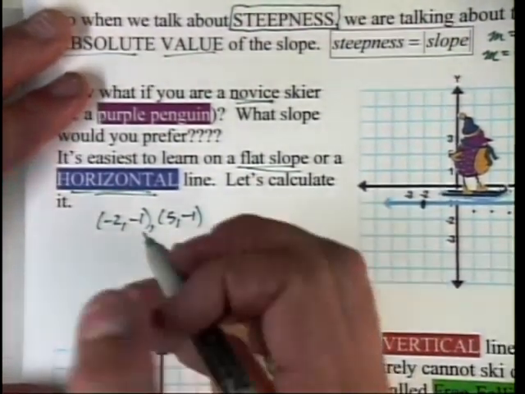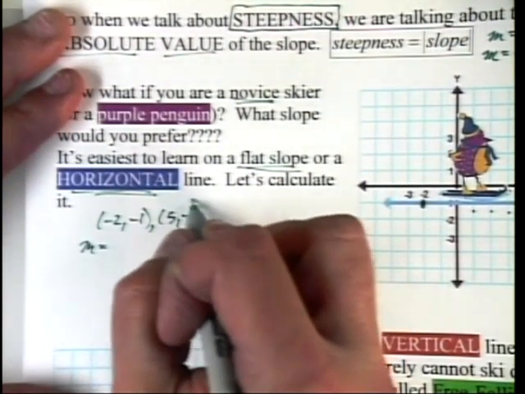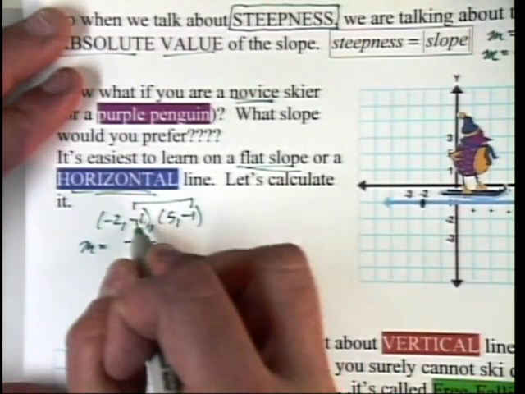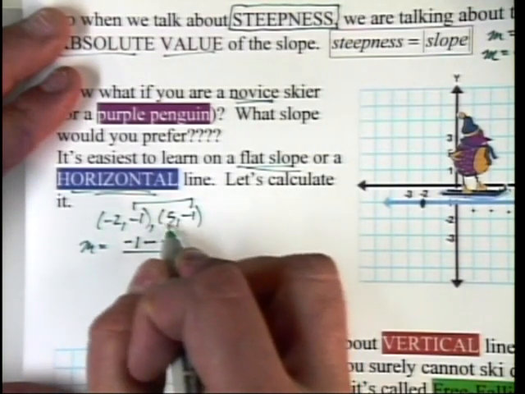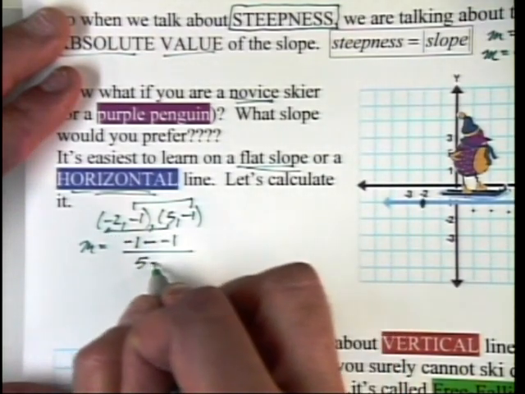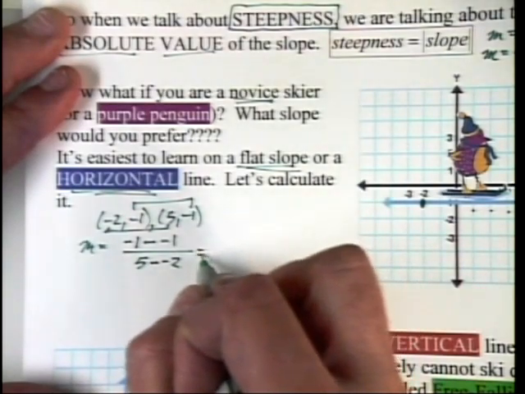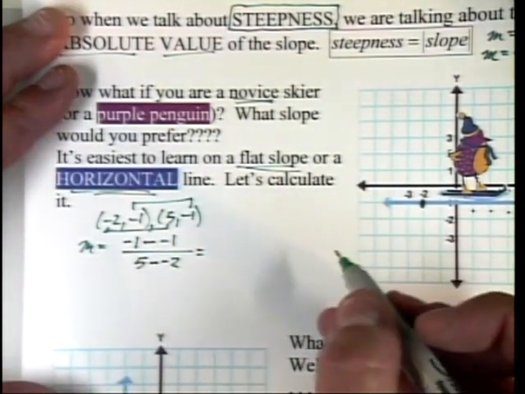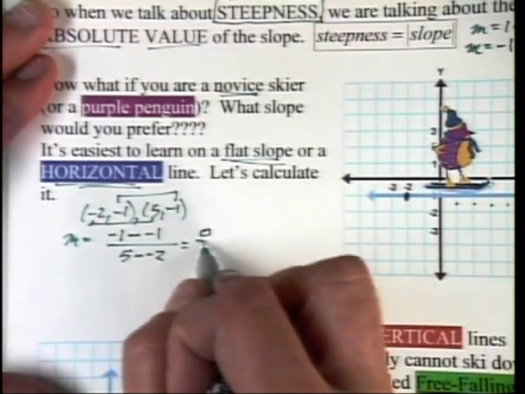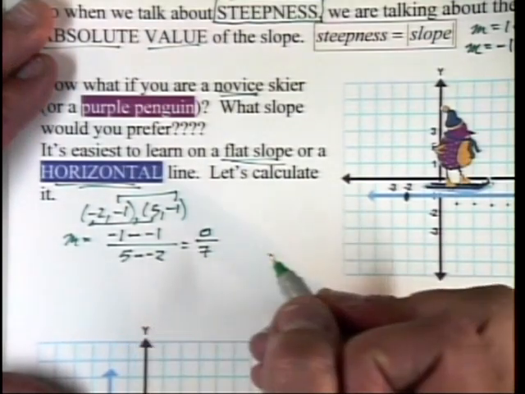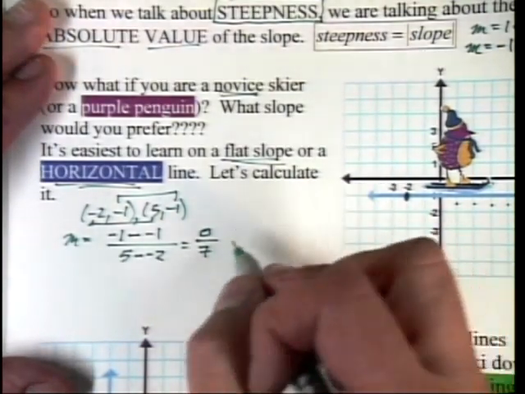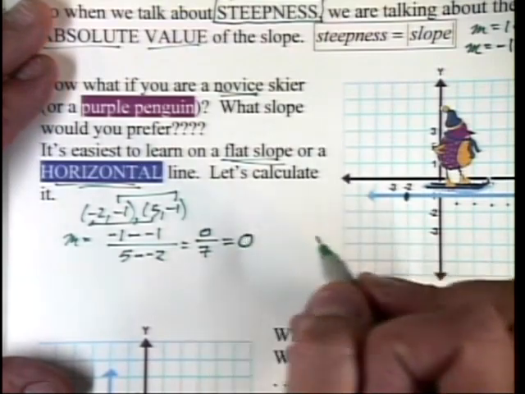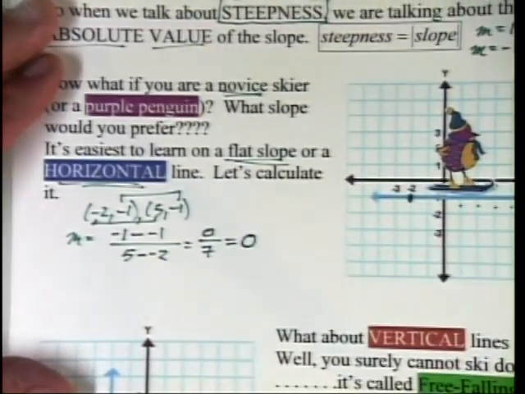Let's go ahead and calculate the slope. M is going to be the change in the y's, so -1 minus -1, all over the corresponding change in x's, 5 minus -2. Well, look what happens in the numerator. That's really -1 plus 1, which is 0, over 5 plus 2, which is 7. Now, 0 divided by any non-zero number is, in fact, 0. So we say the slope is 0.